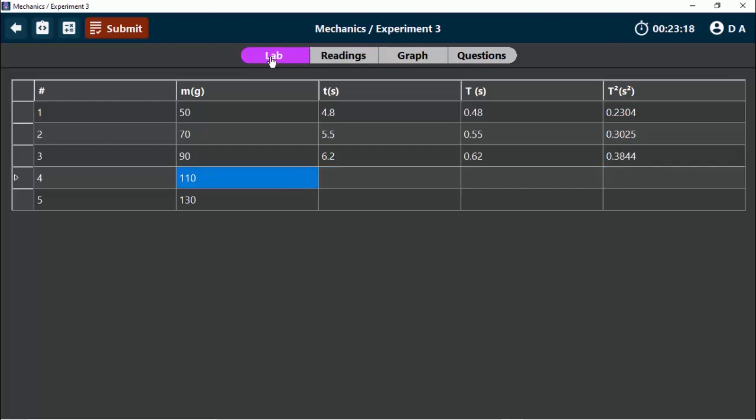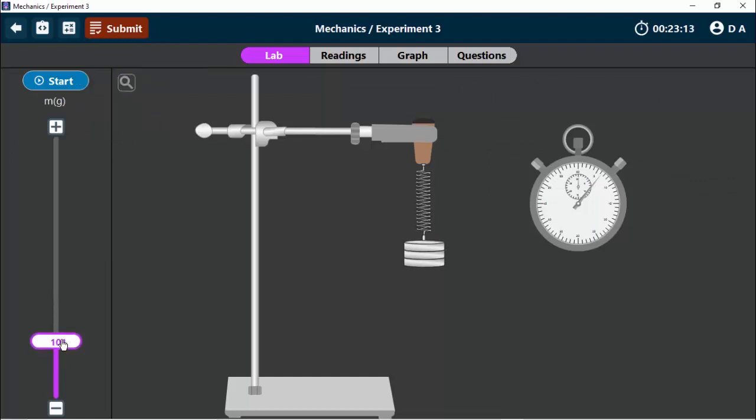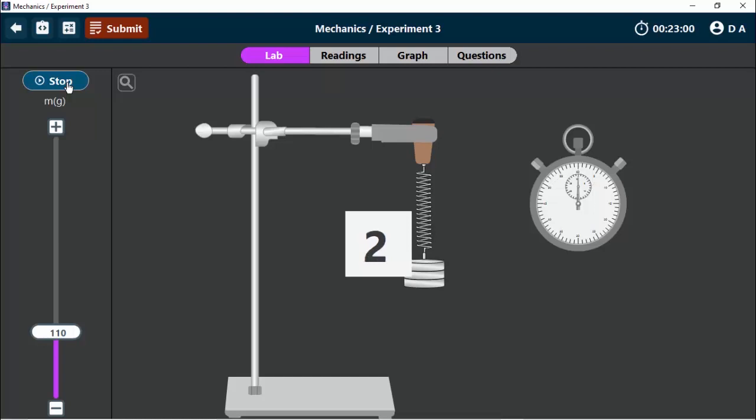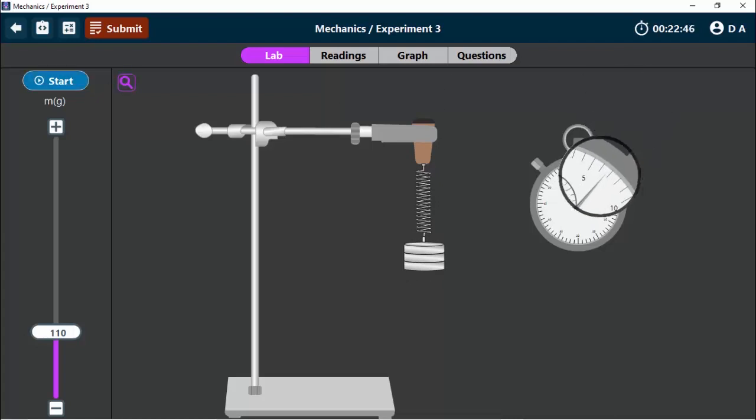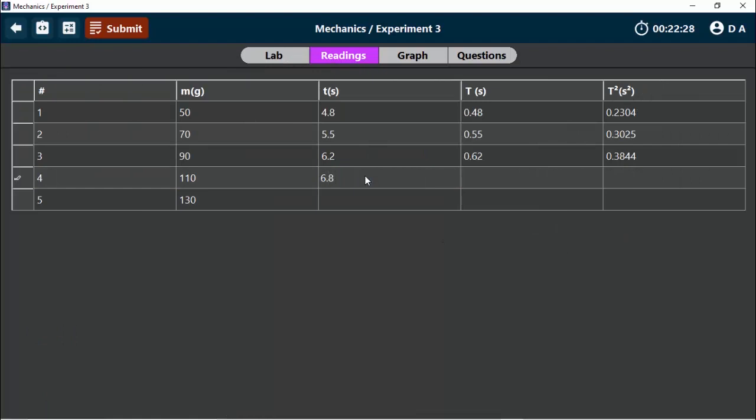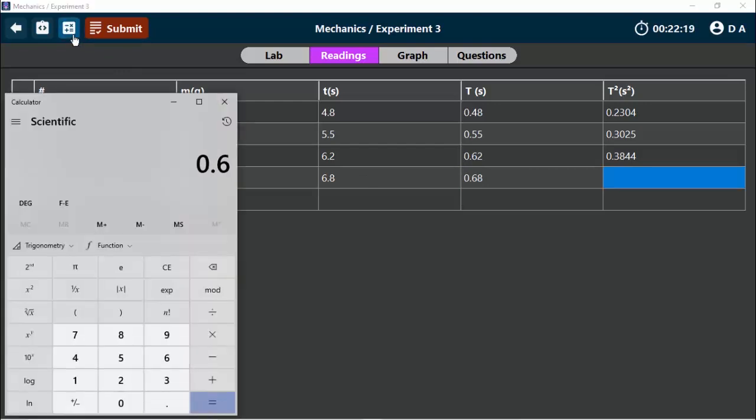So let's increase the mass by 20. So that's 110. Okay, let's run the experiment and count. 1, 2, 3, 4, 5, 6, 7, 8, 9, 10. Let's say 6.8, because after you have a 6, then it's almost 7. So 6.8. Then that's 0.68. When you square 0.68, that will give you 0.4624.